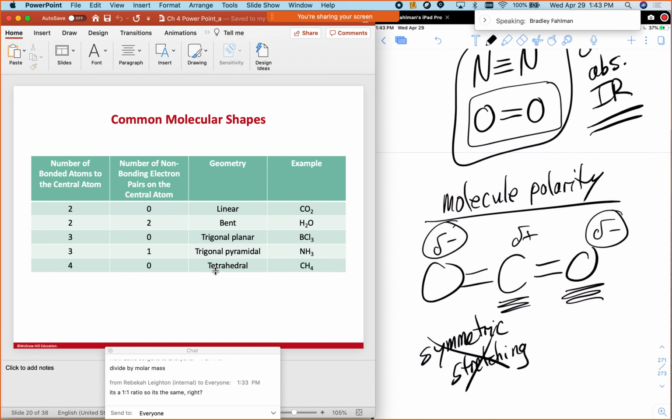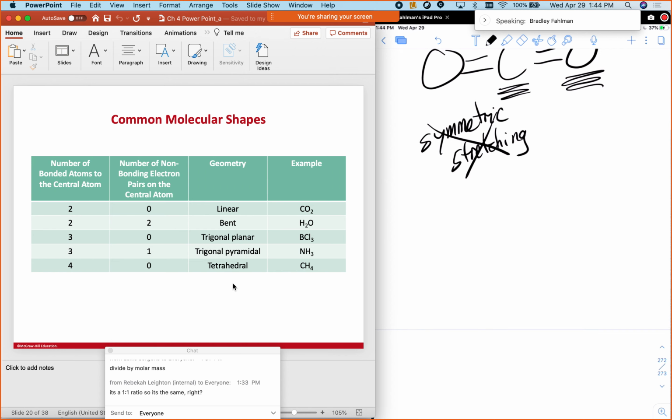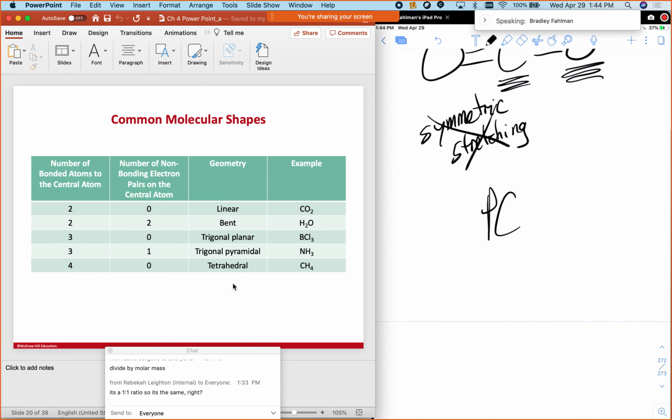Okay, so knowing what type of molecules are linear, bent, trigonal planar, trigonal pyramidal, or tetrahedral. Those are the only geometries or shapes that we're going to look at this semester. So any of the questions on the exam will have to have those shapes. Okay, so things like PCl3. So what's the shape of PCl3, for instance?